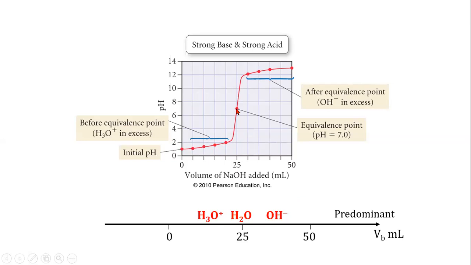At the equivalence point, I have an equal amount of H3O+ as OH-, which means they both cancel each other out in terms of the number of moles. Thus, I only have water. Thus, my pH is equal to 7. After the equivalence point, that's when the OH- starts to become in excess.